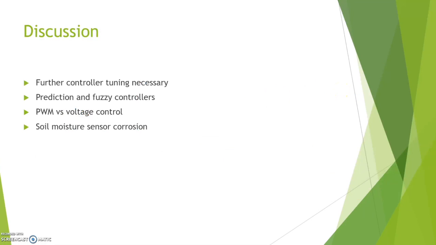Further controller tuning is certainly necessary for both the ventilation controller and the physiology controller. And we don't really know if the prediction added anything positive to the ventilation controller. This should be tested. We don't really know if low frequency pulse width modulation is optimal as the control signal. Maybe it should be a change in voltage instead of low frequency pulse width modulation. The soil moisture sensor was also subject to corrosion, and the set point went down. The calibration coefficients went down as the system was active.